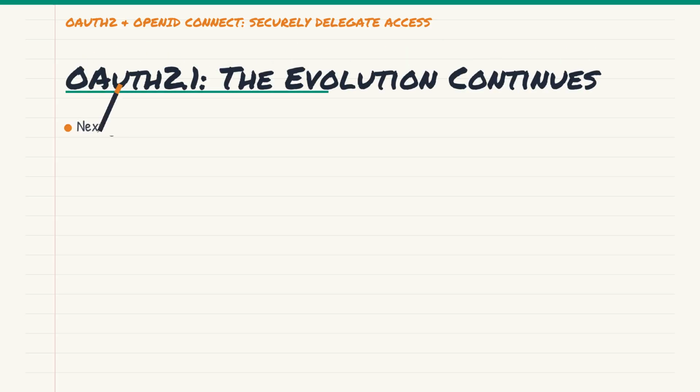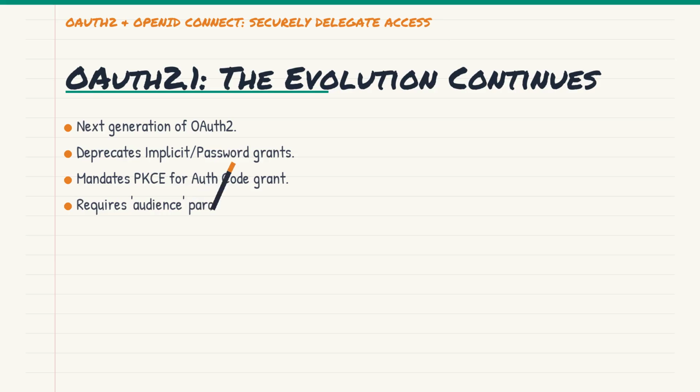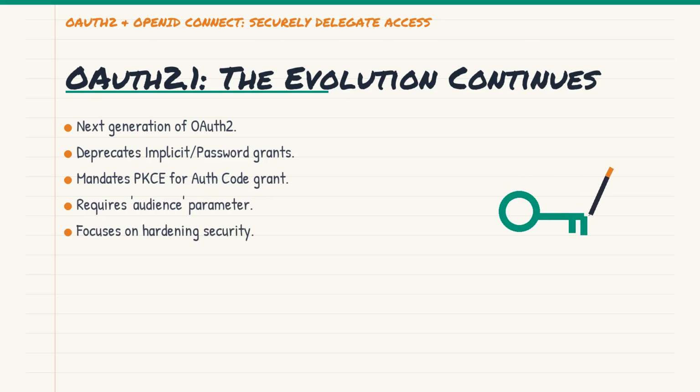Security is an ever-evolving field, and so are these protocols. OAuth 2.1 is the next iteration, aiming to simplify and harden OAuth 2. Key changes include deprecating the implicit and resource owner password credentials grant types entirely, making PKCE mandatory for authorization code grants, and requiring the audience parameter in token requests. It also aims to clarify security requirements and improve interoperability. While 2.0 is still widely used, understanding the direction of 2.1 is important for future-proofing your IAM strategies. It's all about tightening security and removing ambiguities.